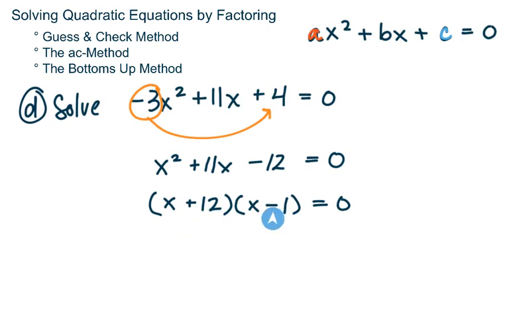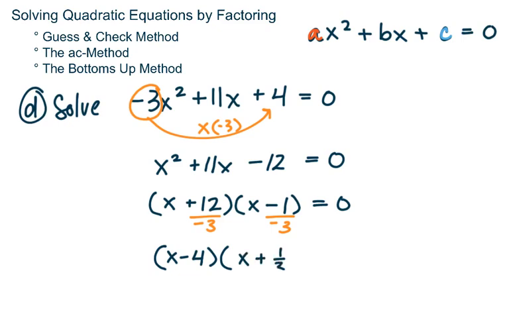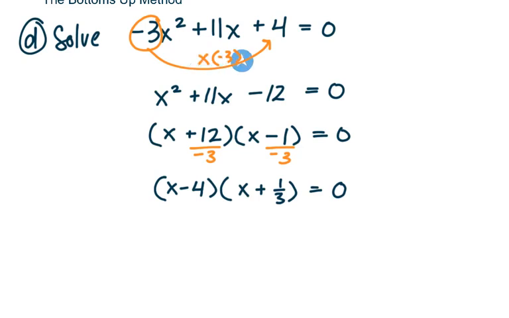But we can't just assume that negative 12 and 1 are the solutions because we multiplied this 4 by negative 3. So since I said times negative 3, now I need to divide each of these by negative 3. And that leaves me with x minus 4 and x plus 1/3 is equal to 0. So I multiplied by -3, and then at the end I have to divide by -3.